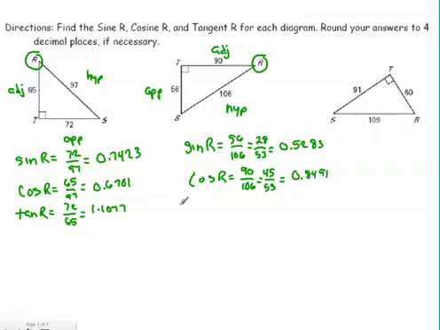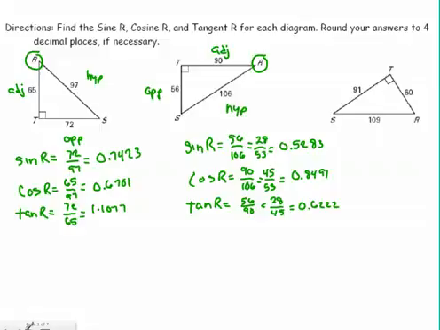When we put that into our calculators, we should get 0.8491. The tangent of r, the last one here, is going to be the opposite over the adjacent, so that'd be 56 over 90. Both those numbers are also divisible by 2, so we'll say that's 28 over 45. 28 over 45 in our calculator gives us 0.6222.